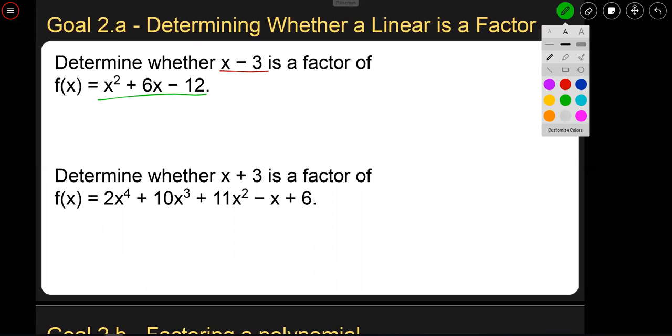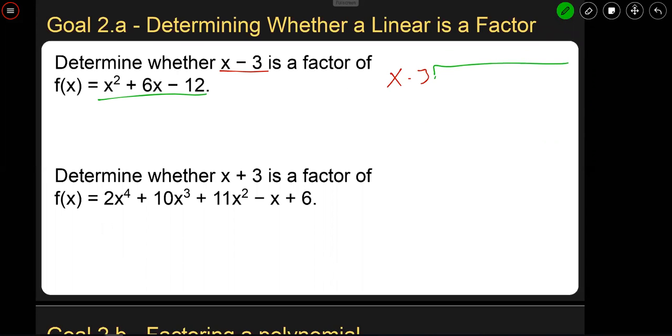Well, I can use long division to do this if I want. x minus 3 into x squared plus 6x minus 12. I can do that. I can do my long division. It'll take a little bit of time. It'll be messy. Or I can just go straight into my synthetic division. k must equal 3.